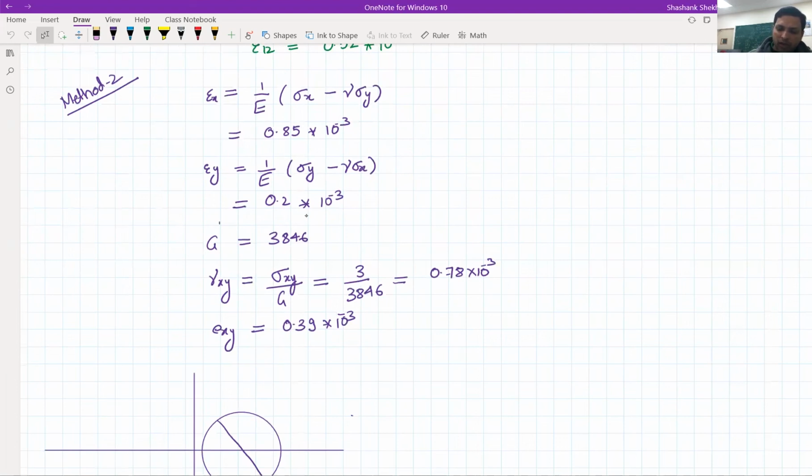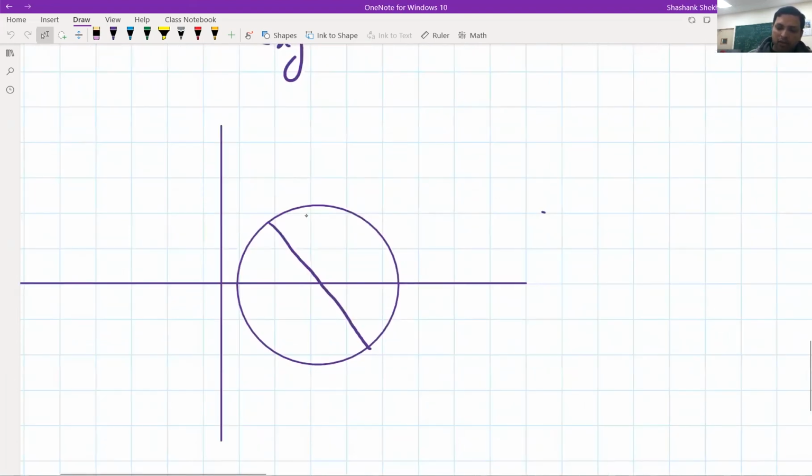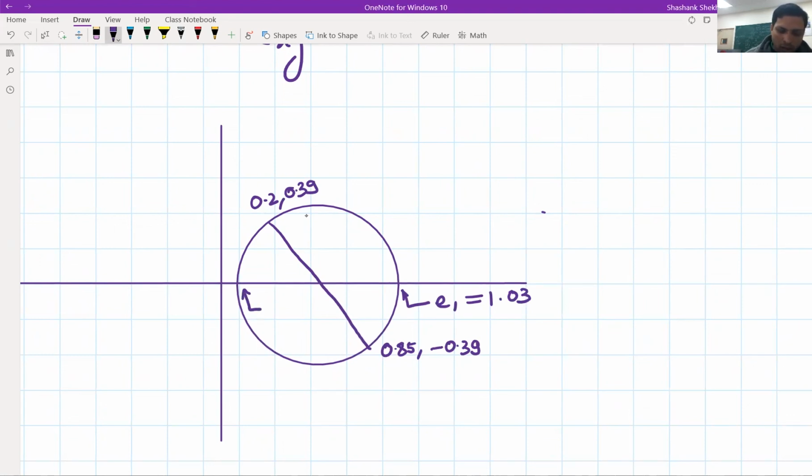The way we have drawn it here, the higher side is the X normal strain, and this one will be 0.0. And once you have these values, you would be able to also denote where the principal strains are: 1.03 here, and the other principal strain here, which will be 0.018. And just from the circle, you would be able to derive these values.